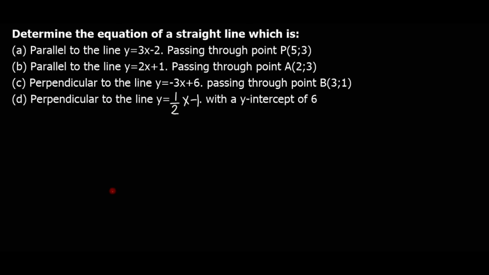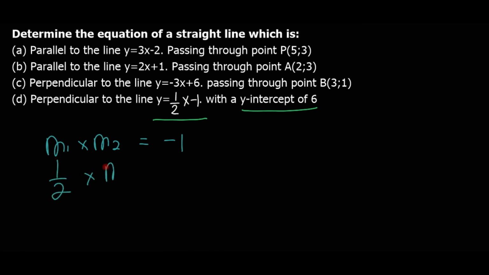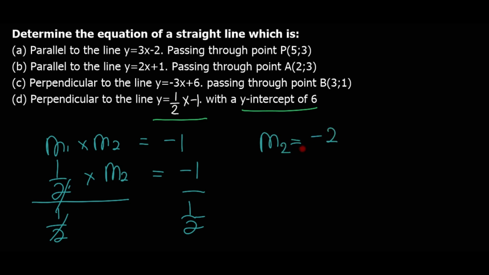And then what about part D? This one is perpendicular to this one, and they gave us the y-intercept. Right, so they are perpendicular, the product of the gradients is equal to -1. So that's m1 times m2 equal to -1. This gradient they gave us is half, and then we can find this gradient. So from there I can divide both sides by half. So my m is equal to -2. So from there I can easily find the equation.